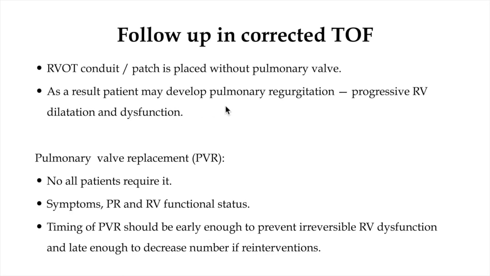This patient may develop pulmonary regurgitation, and due to the pulmonary regurgitation, there will be progressive RV dilatation and dysfunction, which further increases the pulmonary regurgitation. Eventually, the patient undergoes irreversible RV dysfunction. That's why we need to intervene in between, in such patients, with pulmonary valve replacement surgery. Not all patients of corrected TOF require PVR surgery. The decision for PVR surgery can be taken according to the patient's symptoms, status of the RV, and status of pulmonary regurgitation.